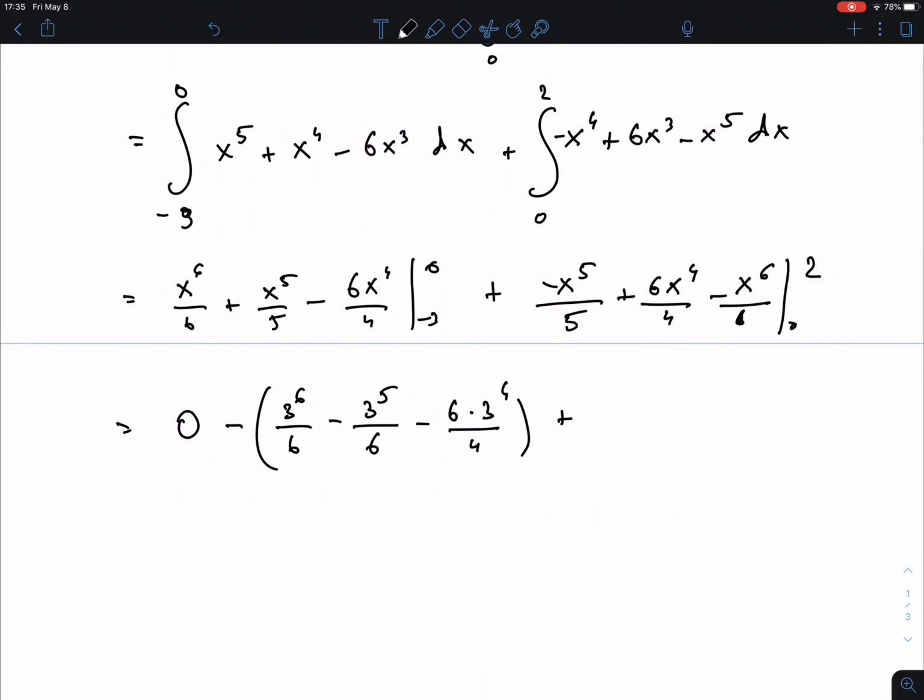And then the second one is we plug in 2, we get minus 2 to the 5th is 32, over 5, plus 6 times 16, that is 96, over 4, and then minus 64 over 6, minus 0. I'm not going to work out the number. If you want to, you can, but that's not the issue here. Okay, that was not too hard, I hope.